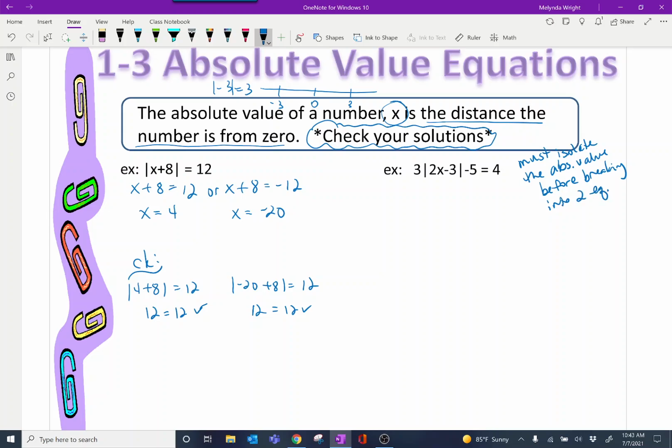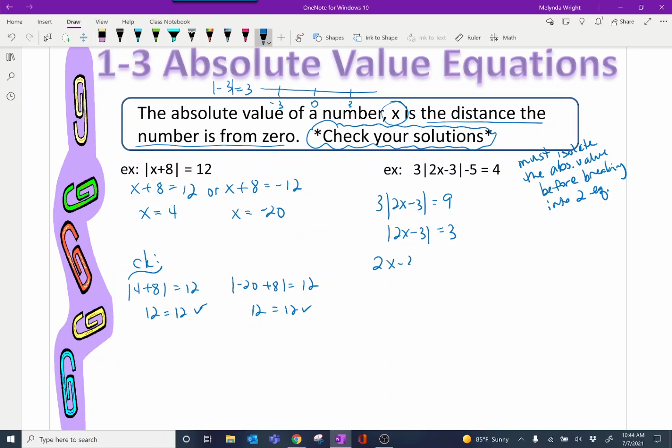All right, so let's see. We need to move the 5 over, so we add 5 to both sides. That gives us a 9. We would divide by the 3. Again, we're trying to isolate the absolute value bars. So 9 divided by 3 is 3. Okay, so now we're basically where we were at the beginning of the first example. We're just going to do our two different possibilities.